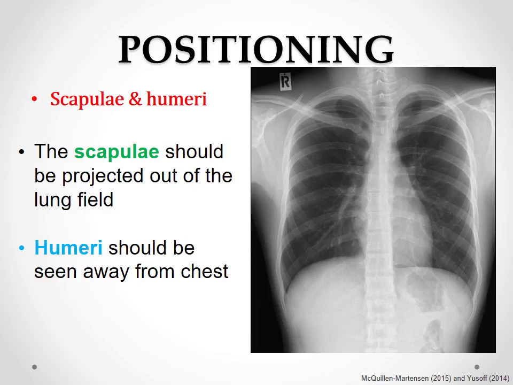Next, the scapulae and humeri should be projected out of the lung field. You may see the scapulae superimposing the superolateral side of the lung field with inaccurate elbow and shoulder rotation. That will indicate incorrect positioning of the patient.